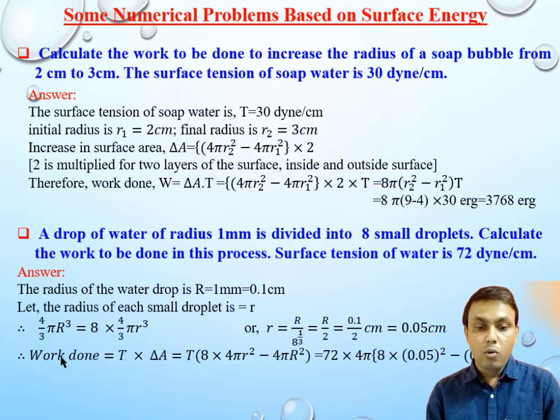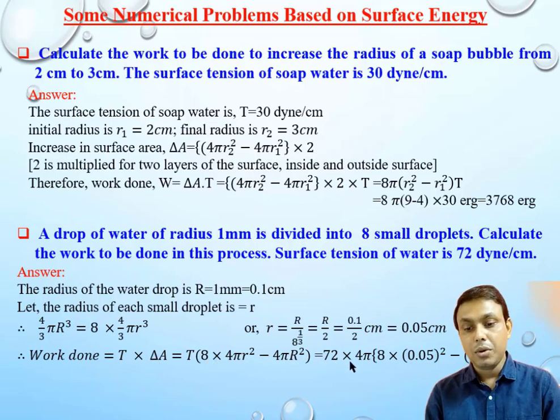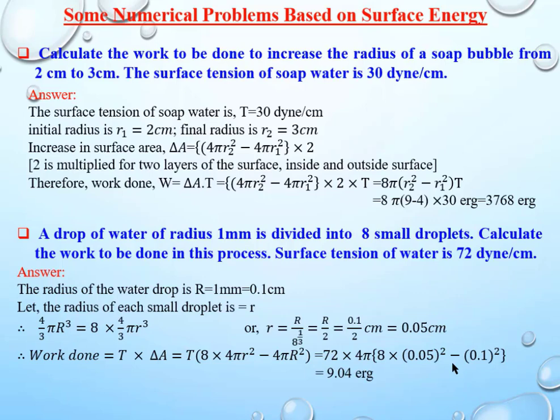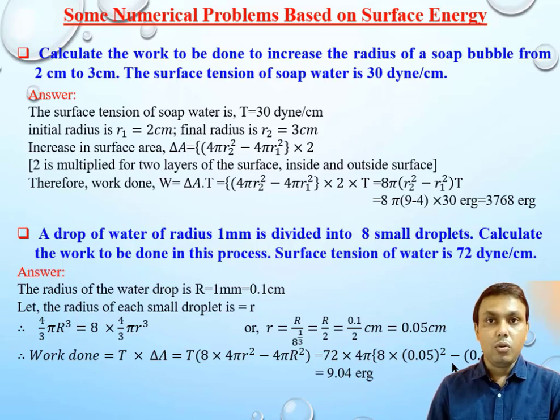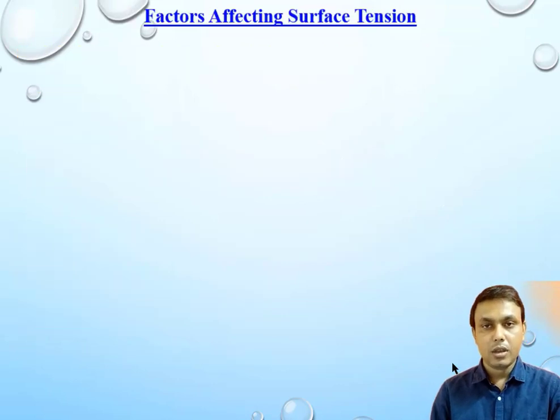Next, work done equals T into delta A. So from this calculation, if I simply put the values, then we shall obtain the answer as 9.04 erg. So in this way, we have to calculate these kinds of numerical problems.